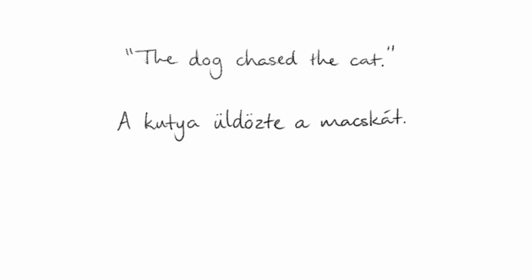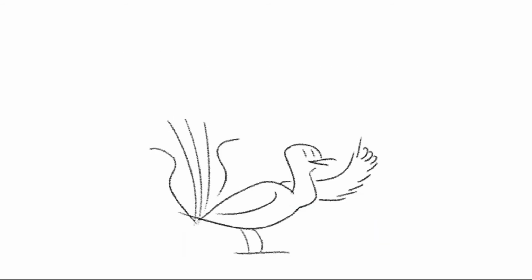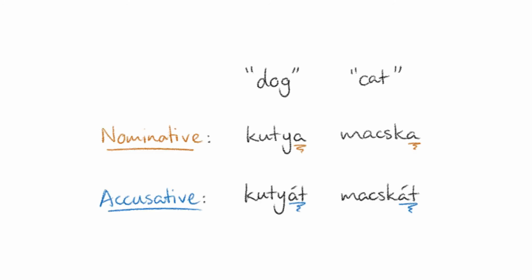In Hungarian, for example, one translation of the sentence "the dog chased the cat" is "a kutya üldözte a macskát," subject, verb, object, but it could also be translated as "a macskát üldözte a kutya," object, verb, subject. This is because all Hungarian nouns have this thing called grammatical case, which is where the ending of the noun changes depending on its role in the sentence, including the subject with the nominative case and the object with the accusative case.